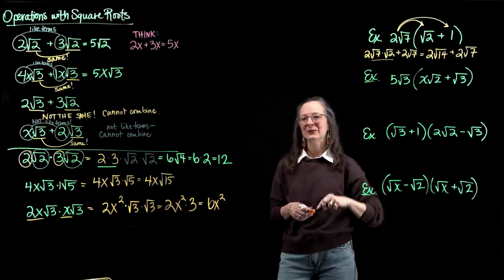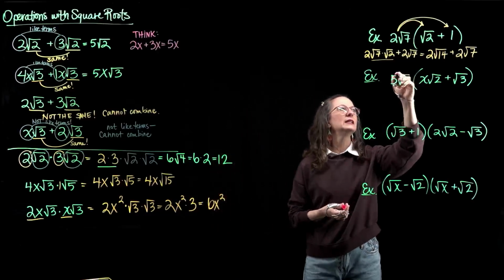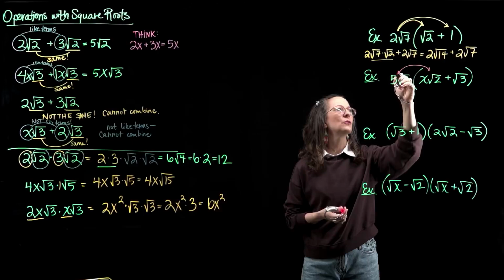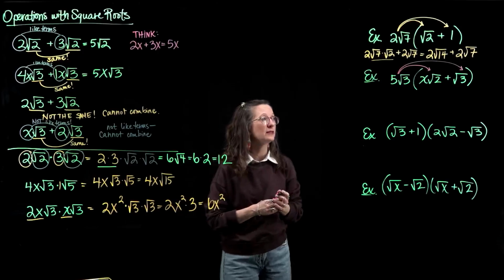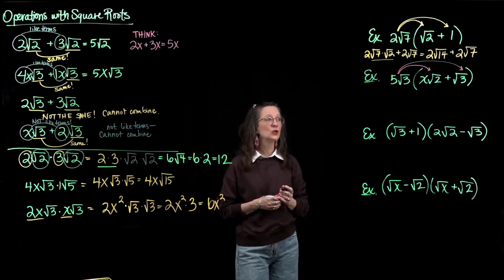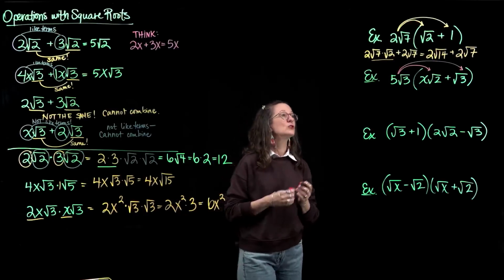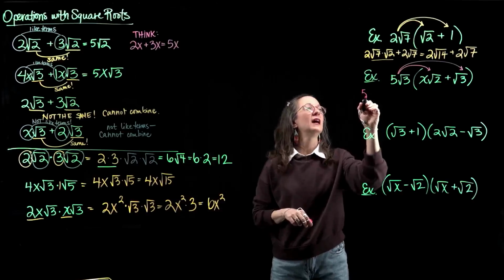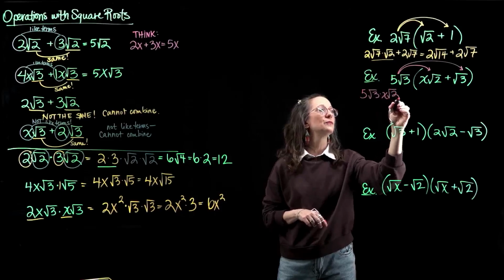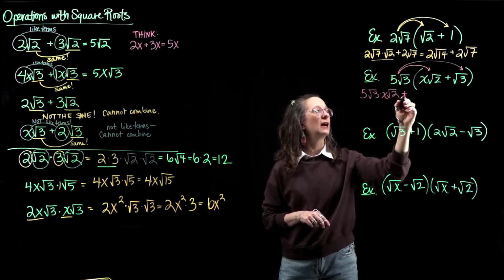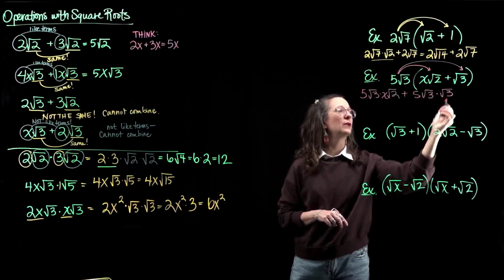All right, the next one, really similar. I just threw an x in there. We're going to distribute 5 square root of 3 to both things inside the parentheses, so the x square root of 2 plus square root of 3. All right, so first I would have 5 square root of 3 times x square root of 2, and then plus 5 square root of 3 times square root of 3.